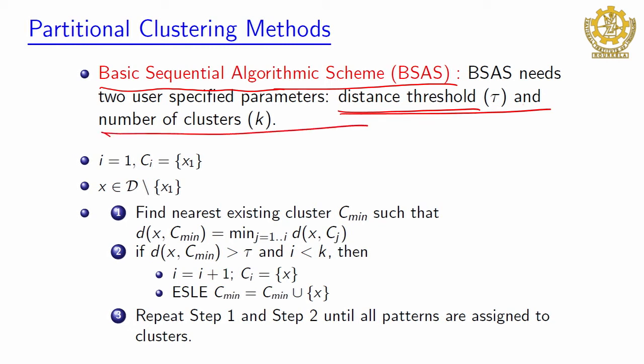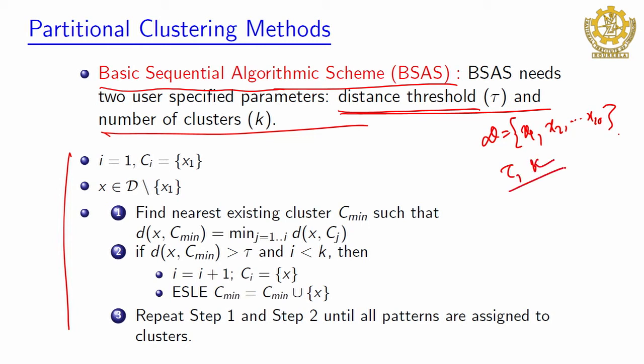And then how it works, this is the algorithm here. We have the data set, and we have to form the clusters. We have to find a single partition, because it is a partitional clustering method. So, how do you do it? The input is given: some distance threshold tau and how many clusters we want. So, 2 pieces of information are given.